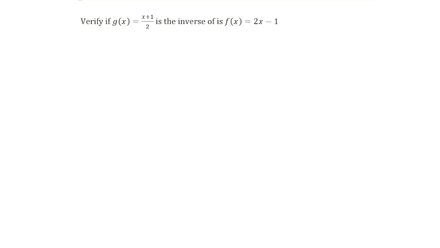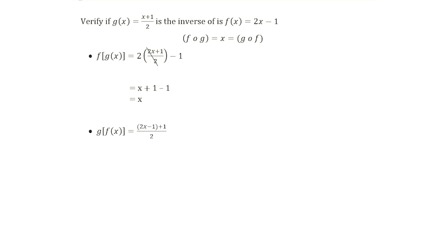For our third problem, we will verify if g of x is equal to x plus 1 over 2 is the inverse of f of x is equal to 2x minus 1. We will use f of g of x is equal to x is equal to g of f of x. F of g of x is equal to 2 times x plus 1 over 2 minus 1. So because there is 2 in the denominator, we cancel the 2, finally ending up with x plus 1 minus 1. And we get x.